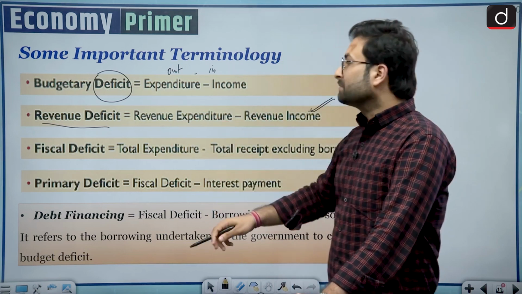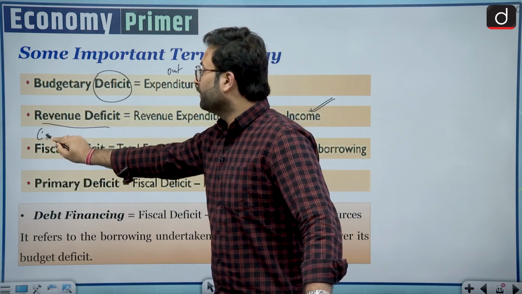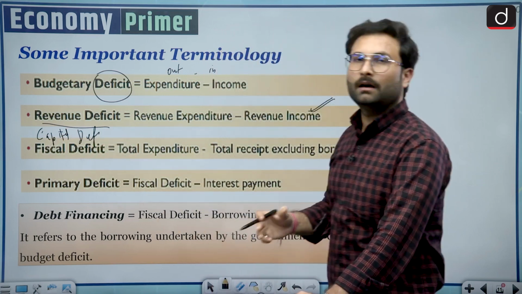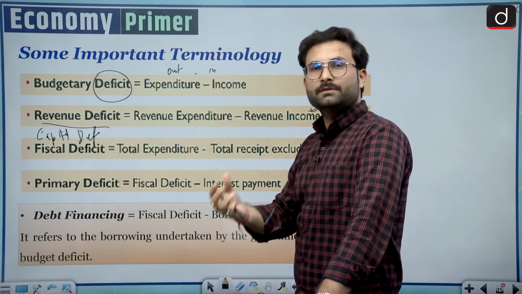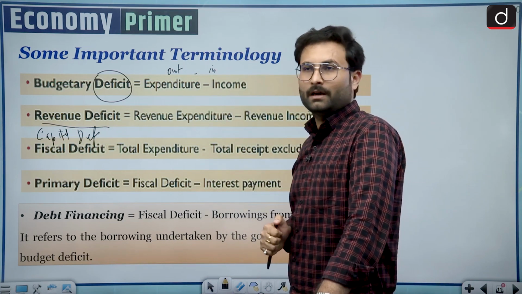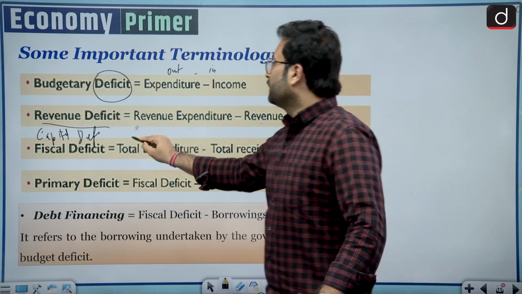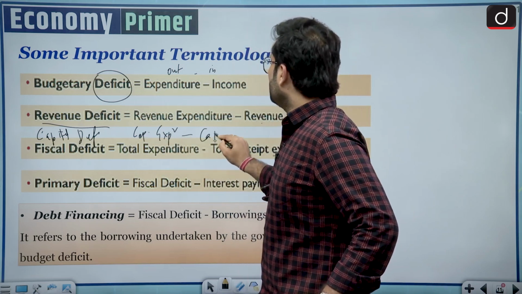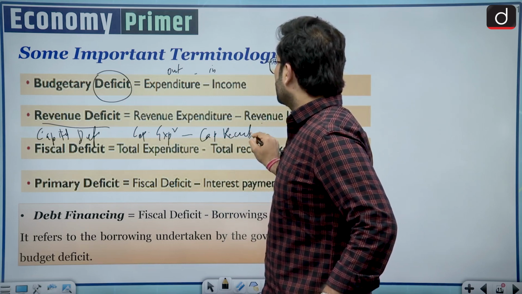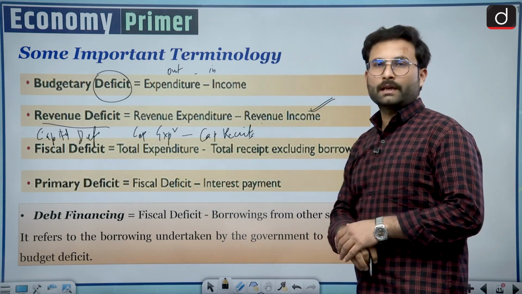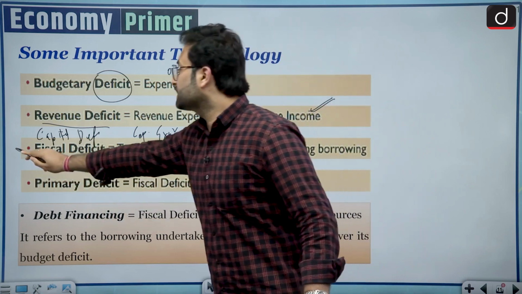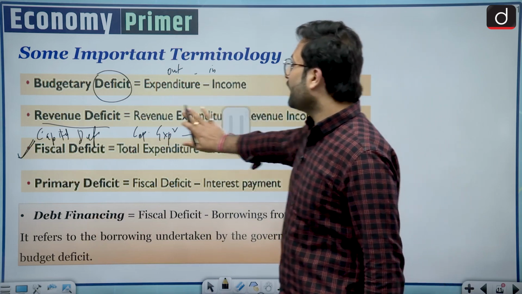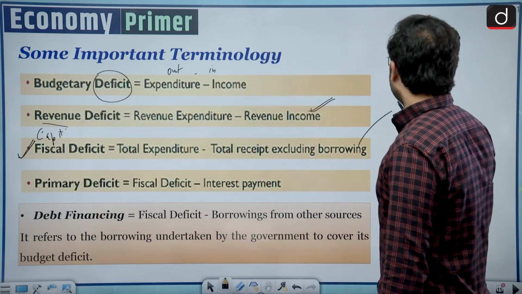Now one more is the capital deficit. Here we use the capital expenditure, out of which we take away the capital receipts. So capital expenditure minus capital receipts, that is basically your capital deficit. Then comes fiscal deficit. This fiscal deficit is quite important, because it basically gives an idea about the government's borrowing.